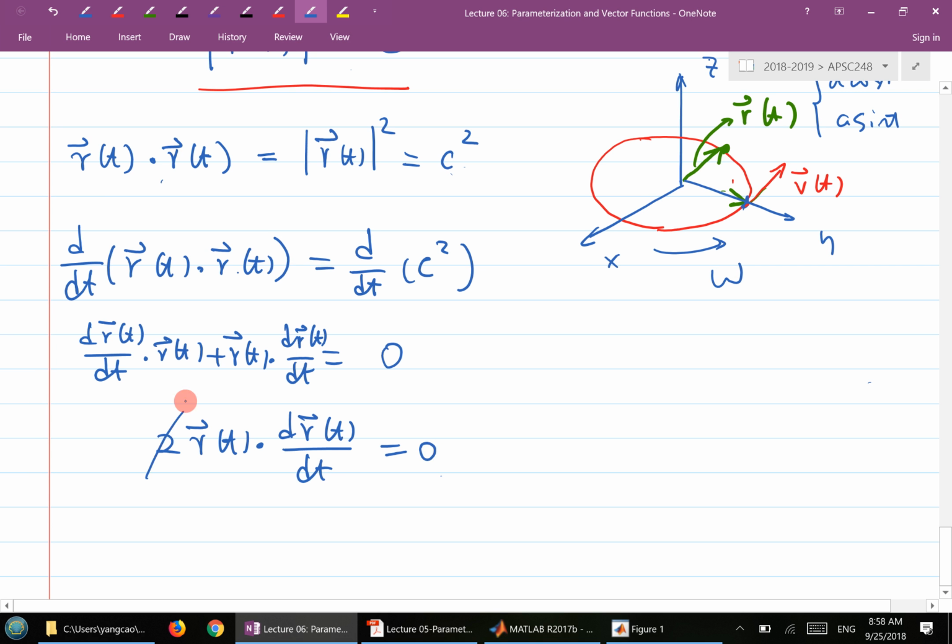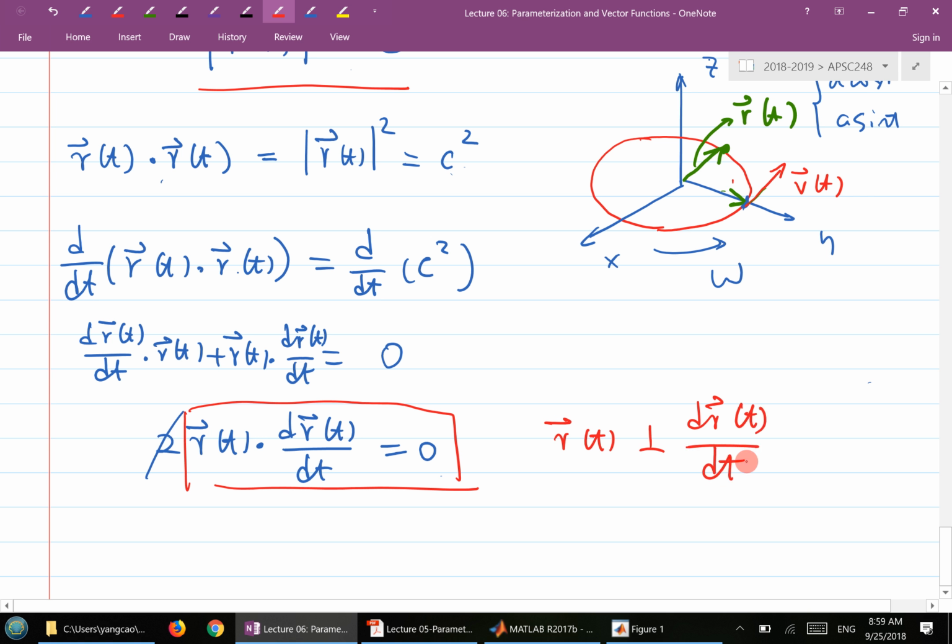And you can cancel the 2 because the other side is 0. So you end up with a simple expression: r of t, the vector function, dot its derivative, which is velocity, equals 0. Now it seems clear: when two vectors have a dot product of 0, the two vectors must be perpendicular. That shows the proof: the position vector is perpendicular to the velocity vector.